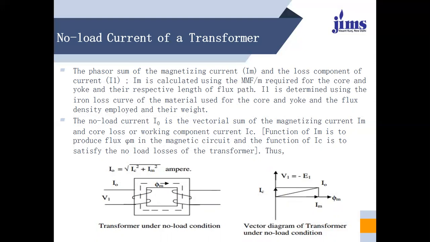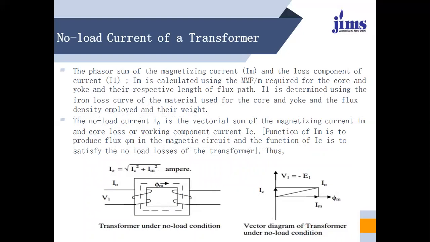I1 is determined using the iron loss curve of the material used for the core and yoke, the flux density employed, and the weight of the transformer. The no-load current I0 is the vectorial sum of the magnetizing current Im and the core loss or working component current Ic. The function of Im is to produce flux φm in the magnetic circuit, and the function of Ic is to satisfy the no-load losses of the transformer.